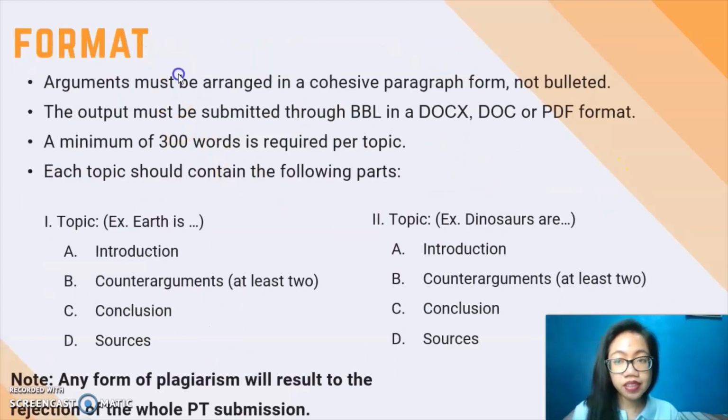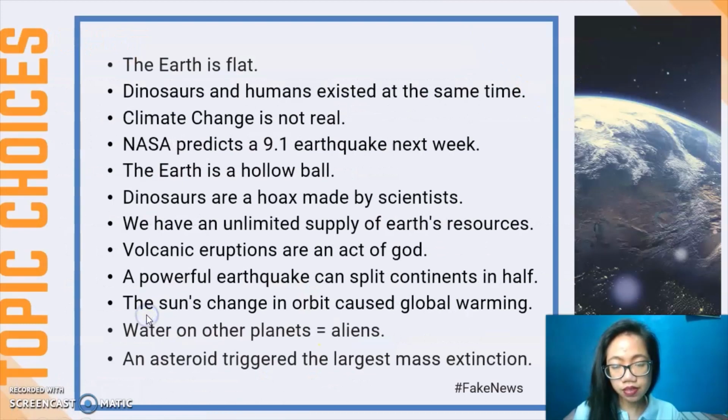I also provided here already the format, so it's in paragraph form, the file type, the number of words, and how you will actually arrange it. So for example, as I mentioned, you will choose 2 topics. It should have its own introduction, provide counter arguments, and finally provide a conclusion, then also your sources. Okay, so these are the topic choices.